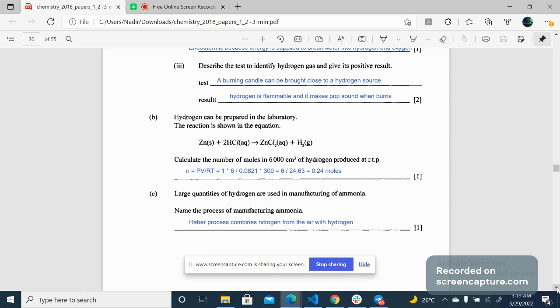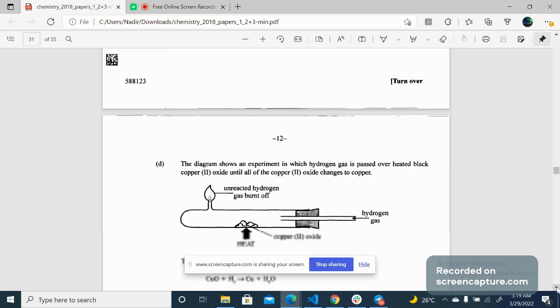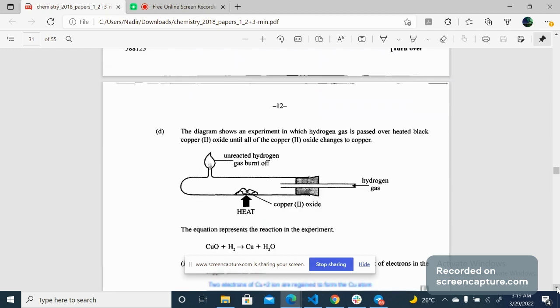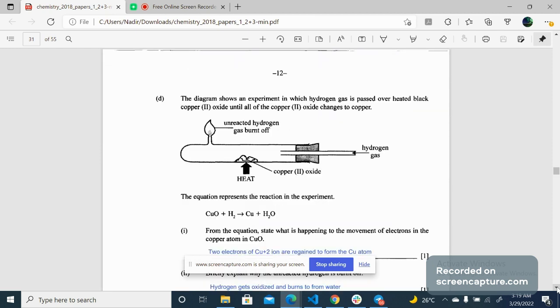Okay, and now we will move towards part D. We have been shown a diagram. Hydrogen is passed over this copper 2 oxide until all of the copper 2 oxide changes to copper. So copper is getting reduced here because oxygen is leaving copper. Oxygen is leaving copper 2 oxide, and this copper 2 oxide is turning into copper.